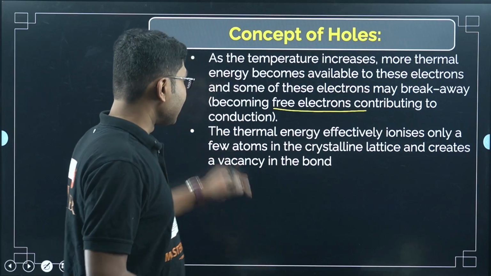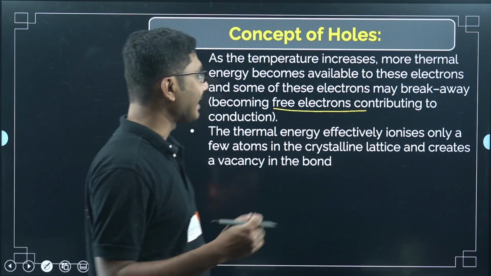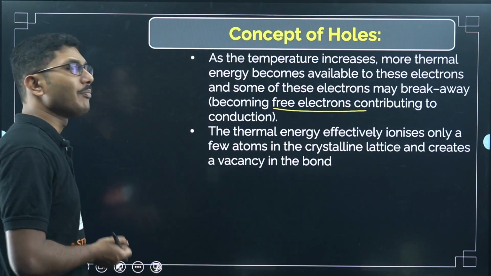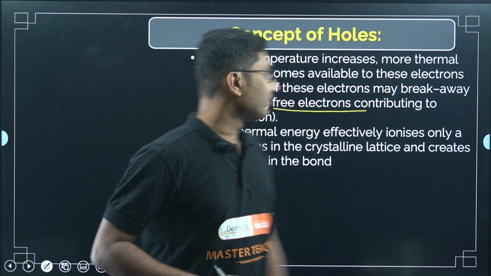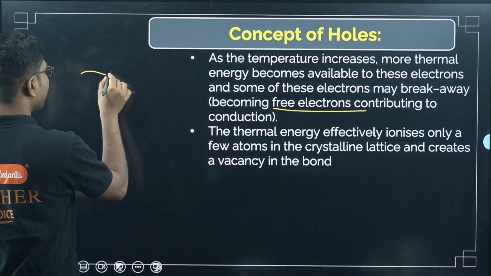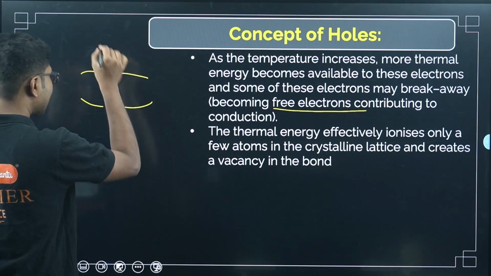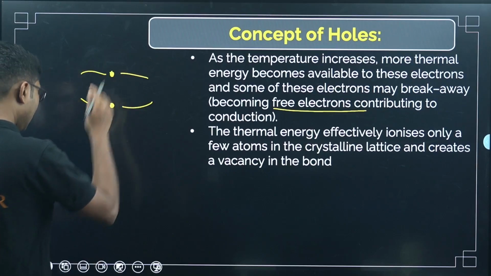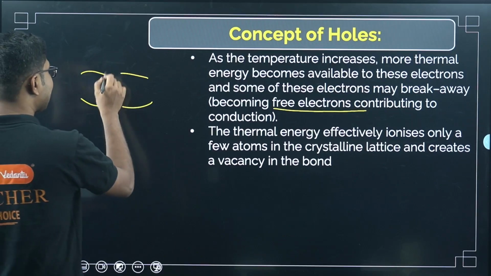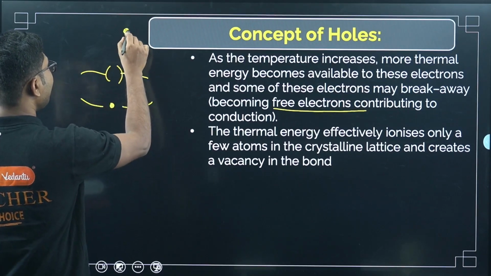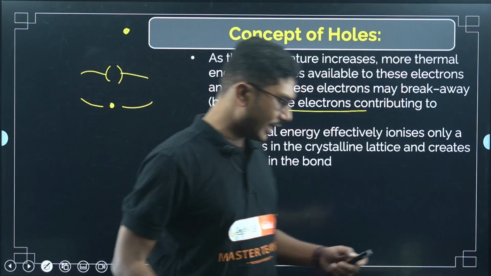The thermal energy effectively ionizes only a few atoms in the crystalline lattice and creates a vacancy in the bond. So what is happening? Once that electron is out of the bond, there was a bond, each of them sharing one electron. Now suppose this electron comes out of the bond, then what will happen? This electron is no longer here. So basically, there is a vacancy. One electron and one vacancy. The concept of vacancy is very important, we will see in a while.